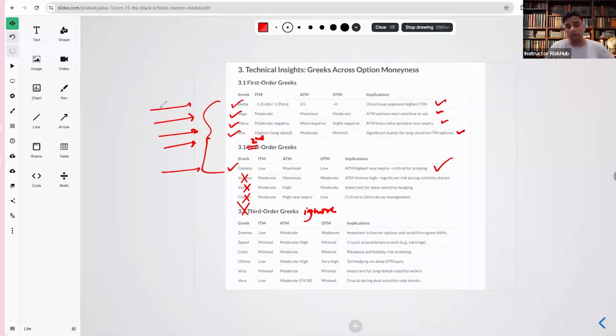Okay. So my point here is, ignore gamma, speed, this whole paragraph, color, ultima, beta, vera. All this is not part of FRM, not in FRM part 2 also. But the objective of showing you this is so that you don't have the wrong notion that we have covered everything in Greeks. No, we have covered only the basic version of Greeks in FRM. There's a full version of Greeks which is still pending, right? That's the idea.